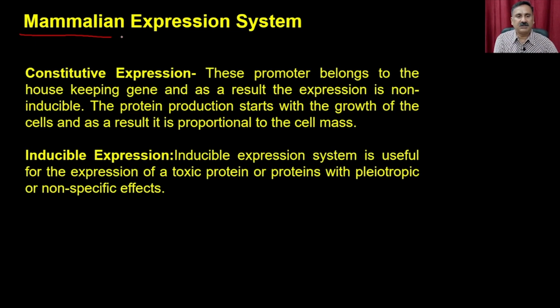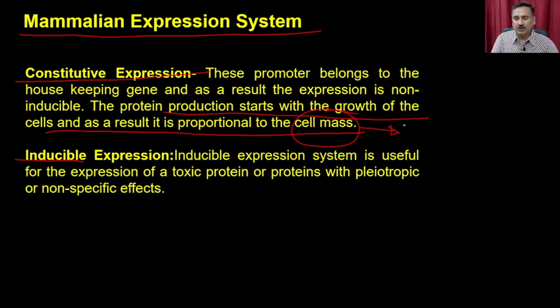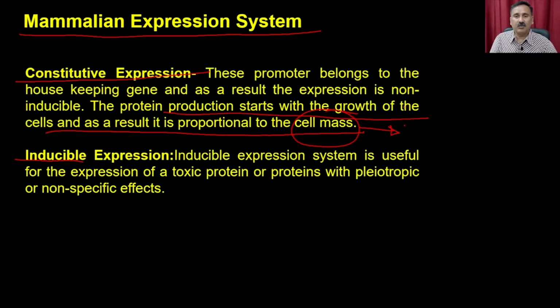As far as the expression is concerned, within the mammalian expression system you have two options. You can use constitutive expression or you can use inducible expression. Constitutive expression is where you use housekeeping genes, and the protein production is going to be proportional to the cell mass. So the higher the cell mass, the more proteins it is going to have. But the proportion of your protein will be related to the cell growth. So recovery of the protein is going to be a very difficult task when you rely on constitutive expression.